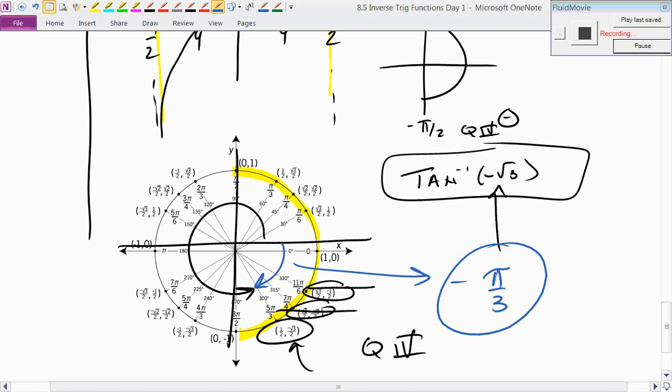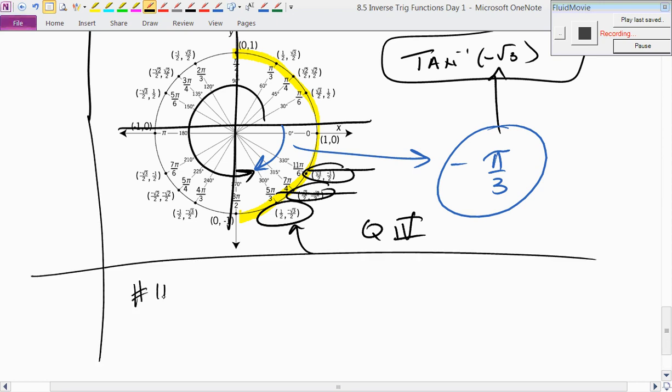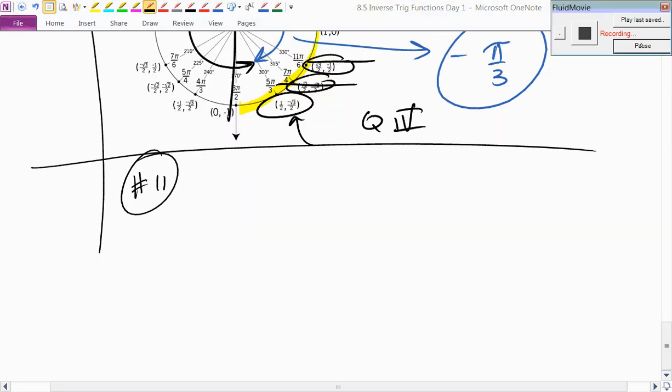All right, let's do number 11 in your homework right now. I'll start you off, as an added bonus. Number 11 is the inverse cosine of negative root 3 over 2. The inverse cosine of negative root 3 over 2. Okay, what does our brain say? How does my brain interpret this? The angle whose cosine is negative rad 3 over 2. Good. So we draw, it looks like this.